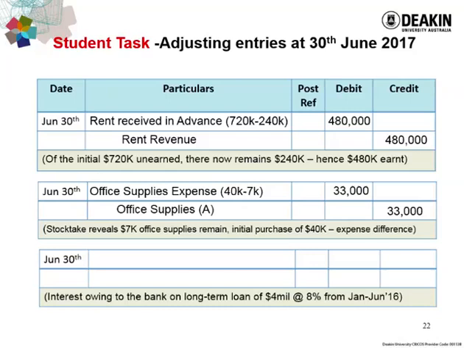Finally, the company took out a $4 million loan on 1st January 2016 at 8%. Interest is paid annually in arrears. So half-year interest is actually owed. So we debit interest expense, credit interest payable 160k. It is calculated as 4 million multiplied by 8% and then multiplied by 6 over 12.